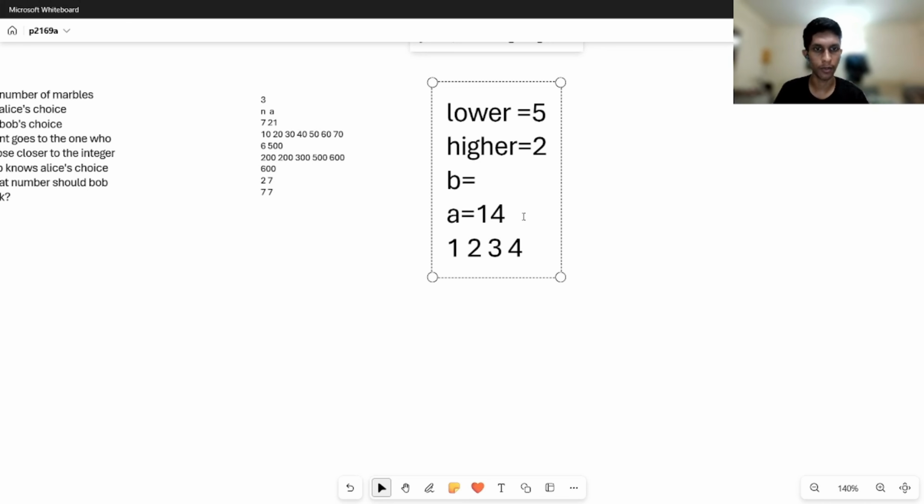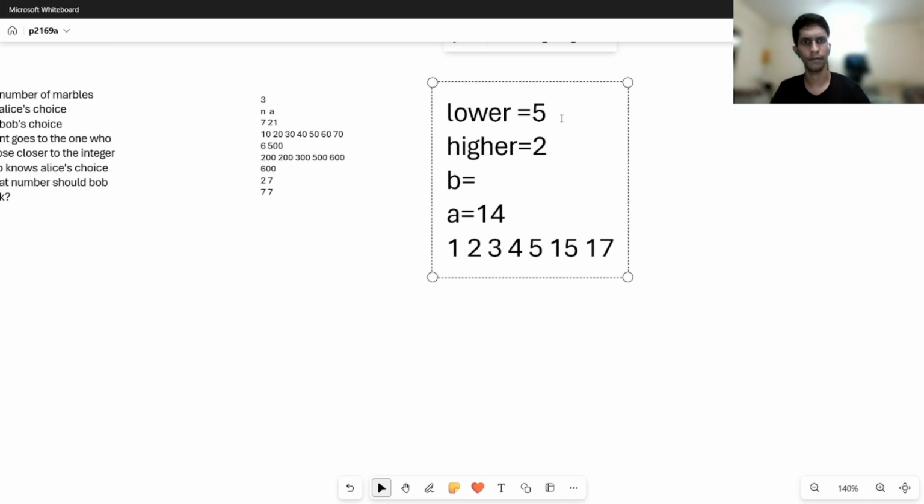There will be total 7 numbers. 1, 2, 3, 4. Then let's take 15, 17, and let's take one more number which is going to be 5. Yeah, so in this test case, 1, 2, 3, 4, and 5, these 5 numbers are lower than Alice's choice, and these two numbers are higher than Alice's choice. It means the higher count is 2 and the lower count is 5.